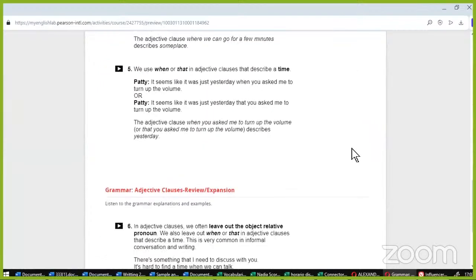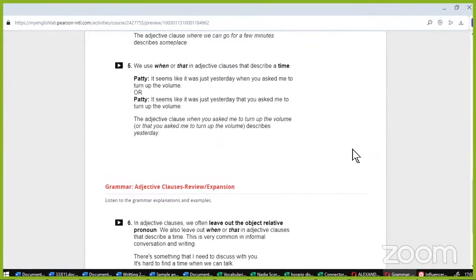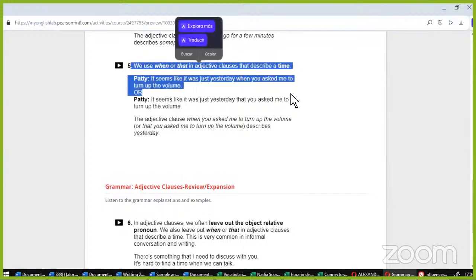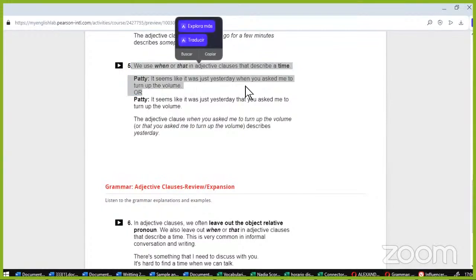Okay, let's continue here. So we use when or that in adjective clauses that describe time. Okay, so that's very important.